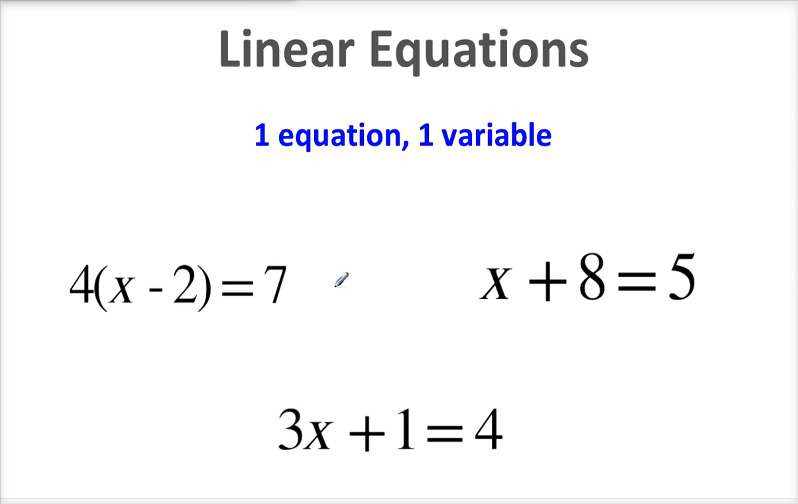We worked with these last quarter. Linear equations are one equation, and they have one variable. So one equation, so just look for one equal sign, that means we have one equation, and they have one variable in them. Notice all of these equations just have an x. Okay, so this is an example of linear equations.